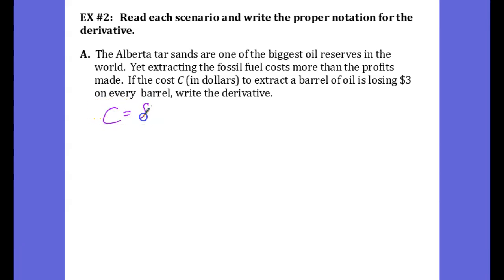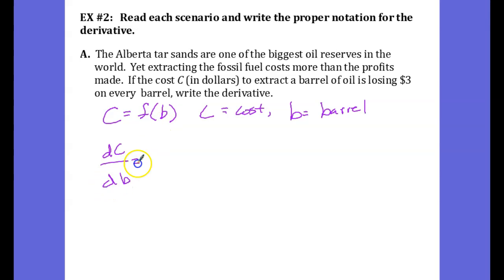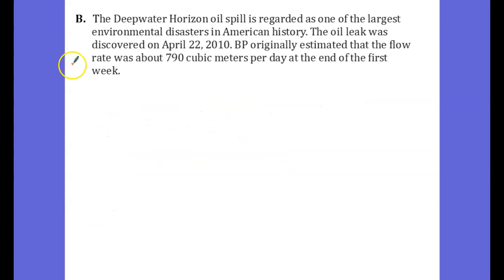C equals F of B, where C is equal to cost and B is equal to the number of barrels. So now let's take the derivative. The derivative of C with respect to B is equal to F prime of B. And this, in turn, will be equal to negative $3 per barrel. Notice that the units for our derivative are the same as the units in the original function. Now let's look at part B.